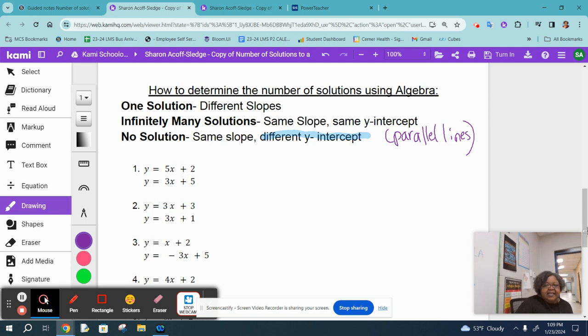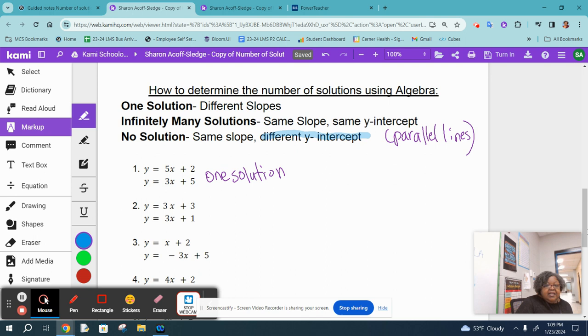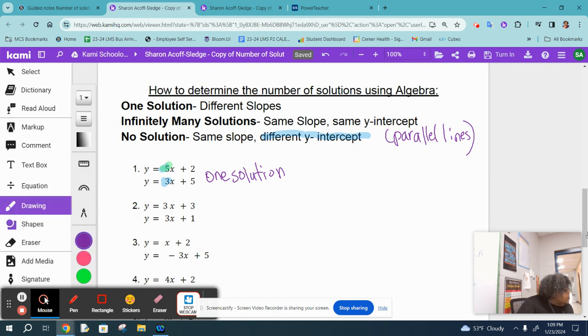Okay, let's look at these. Are the slopes the same? No. So what is it? One solution. And if you don't remember what you're looking at, just highlight your slope. Your one solution would just be an ordered pair.